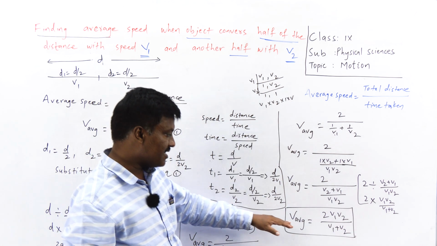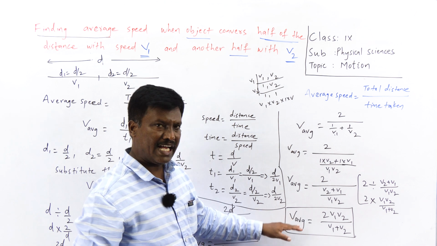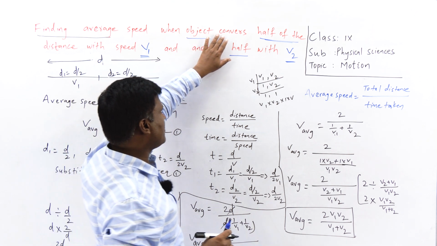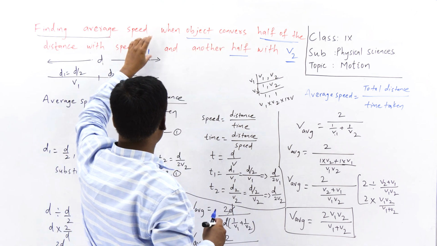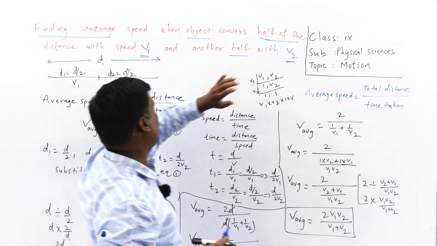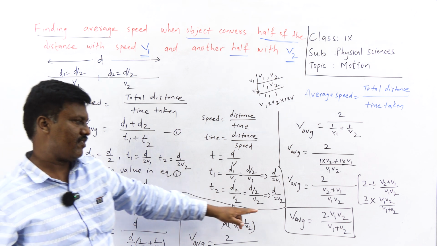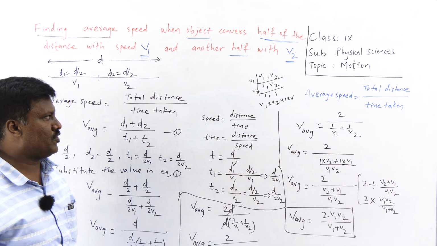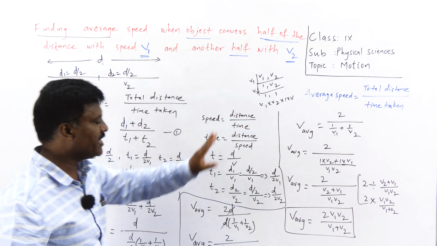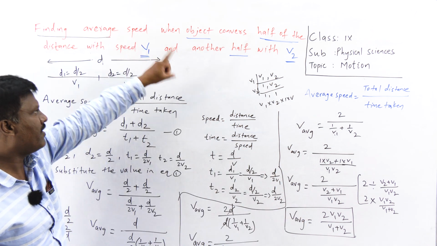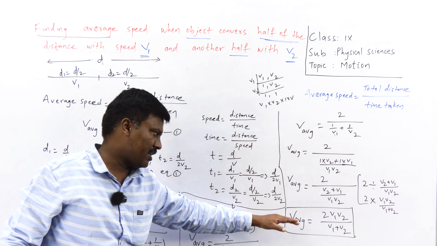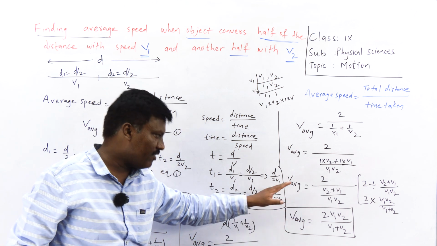This is the formula. This is the derivation. This formula we use to calculate the average speed. Which condition? When an object covers half of the distance with one speed v1 and another half of the distance with another speed v2. When v1 and v2 are different, we use this formula. Even when they are the same, this formula can be used. Understand? So this is the derivation of finding average speed. We use this formula only in this condition: when half of the distance is covered with one speed and half with another speed, we use the formula 2 v1 v2 by v1 plus v2 to find the average speed.